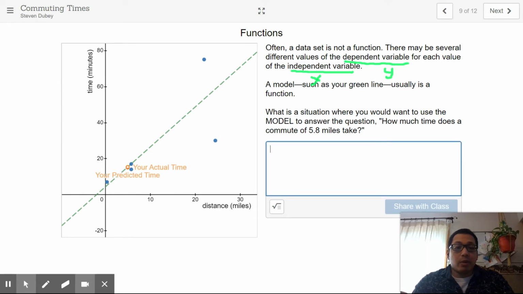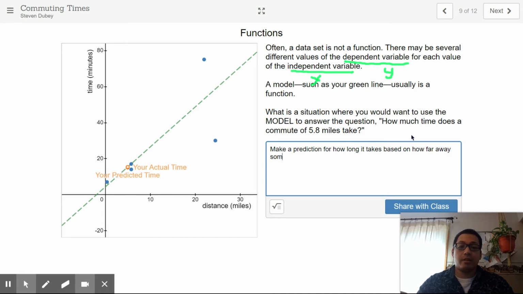What is a situation where you would want to answer this question? How long can a commute of 5.8 miles take? You want to use that model to make a prediction, right? Make a prediction for how long it takes based on how far away someone lives.